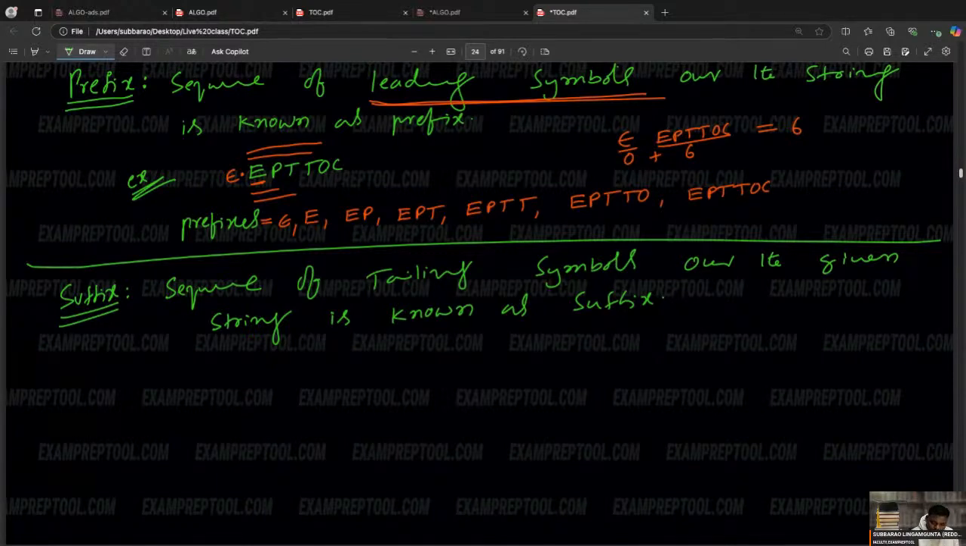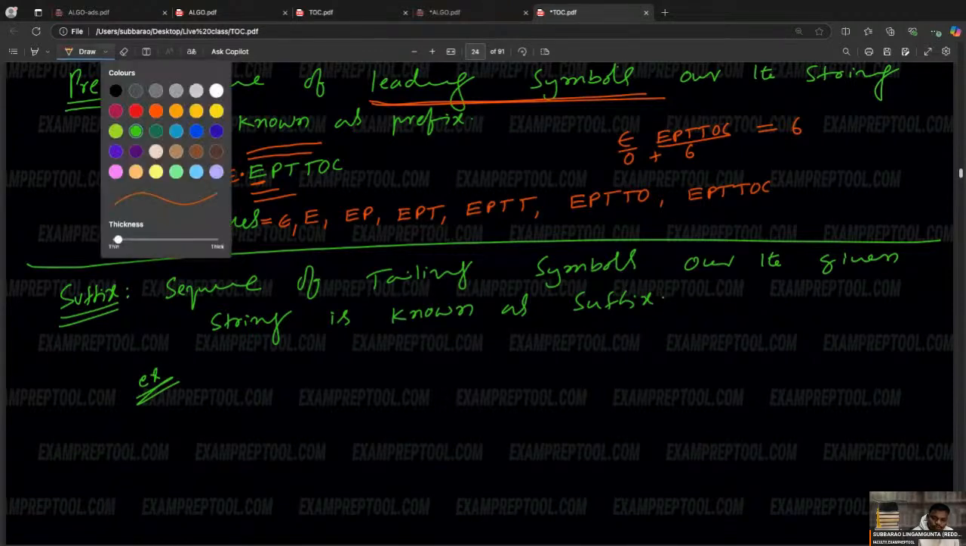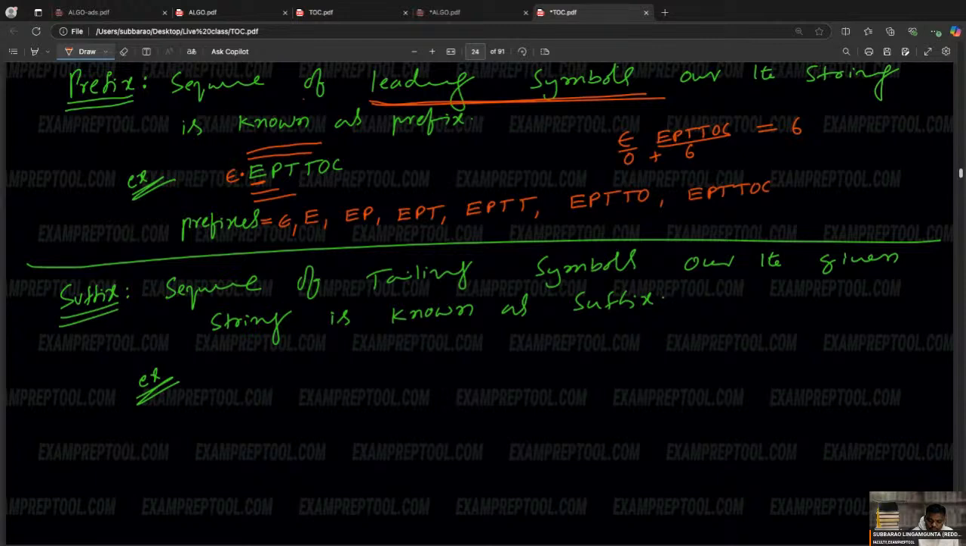So let's take one example. EPTTOC. Now see the suffix. Suffix means you have to see always from right side. Now see the first suffix. Suffixes are going to be, everyone see this one. Remember here also epsilon is there.